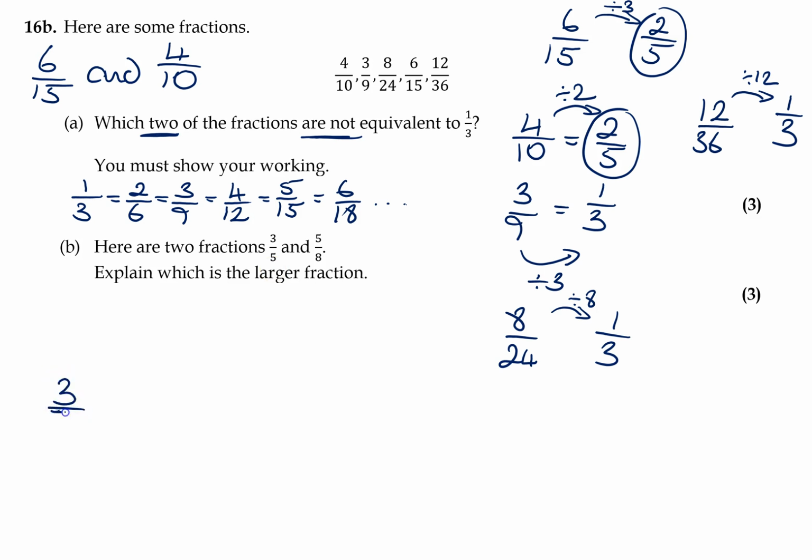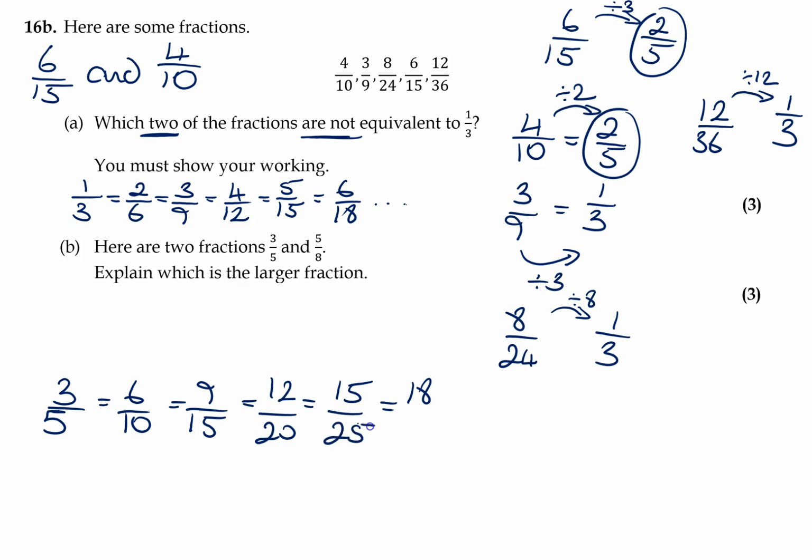So 3/5, 6/10, 9/15, 12, 15, 18, going up in 3s on the top, 20, 25, 30, 35, and 40, 21, 24. Now the reason I know I've only got to go up to 40 is because 8 times 5 is 40, so I know I'll hit an answer before 40.